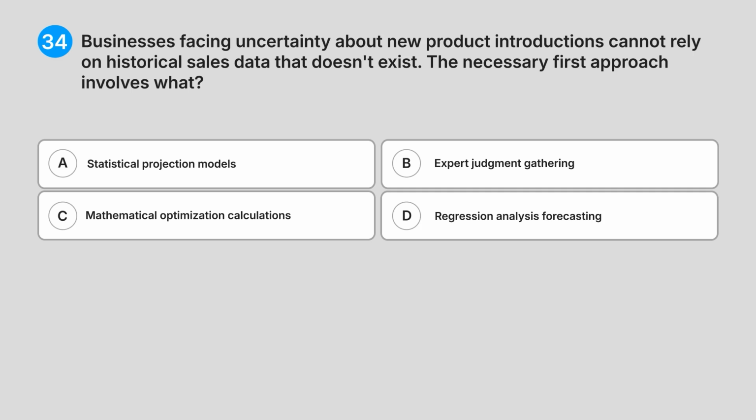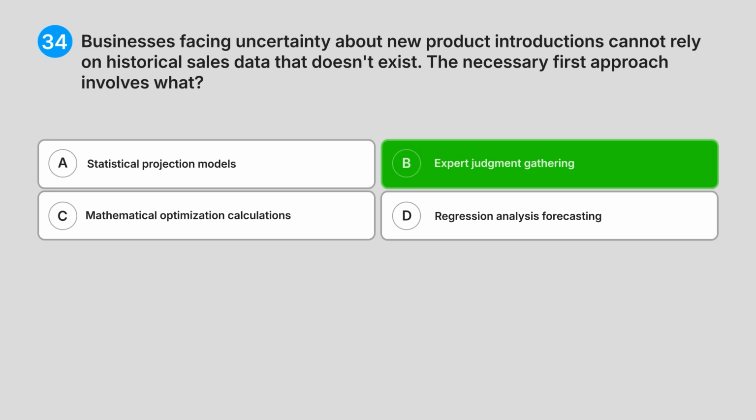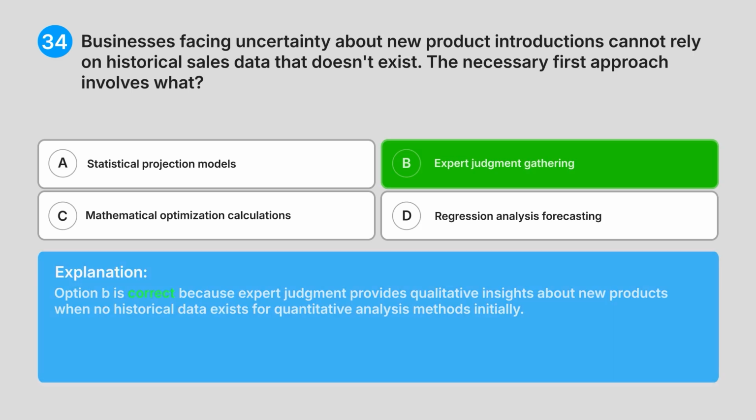Correct answer. B. Expert judgment gathering. Explanation. Option B is correct because expert judgment provides qualitative insights about new products when no historical data exists for quantitative analysis methods initially.